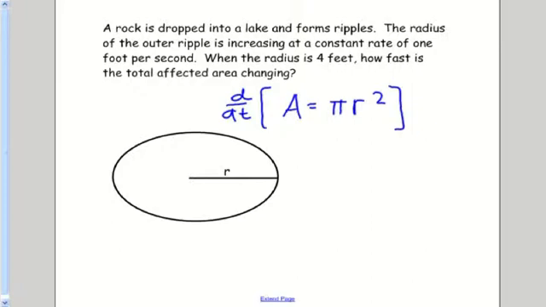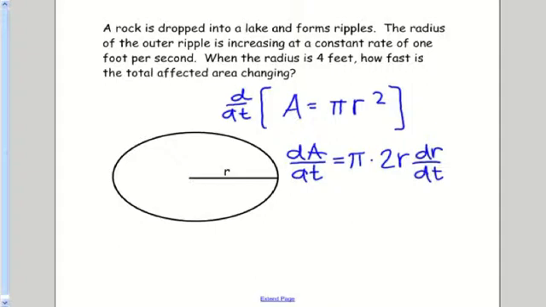So the derivative of A is going to be dA/dt. And then pi is a constant, so it'll stay out on its own. And the derivative of r squared then is going to be 2r dr/dt. So our implicit differentiation, right? We've got to multiply. Since the t and the A don't match and the t and the r don't match, I get a dA/dt and a dr/dt tagged on to the end of my derivatives.